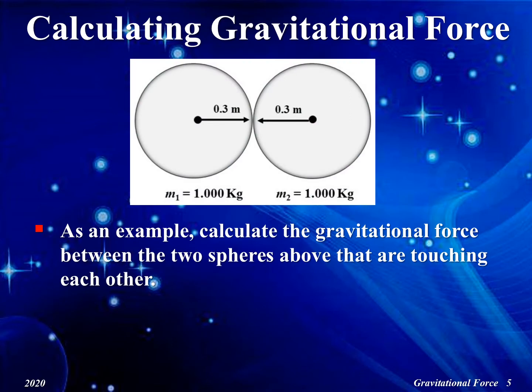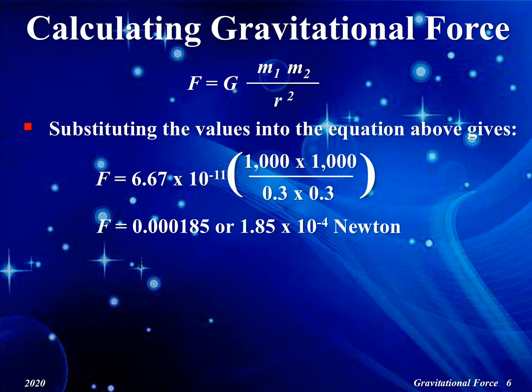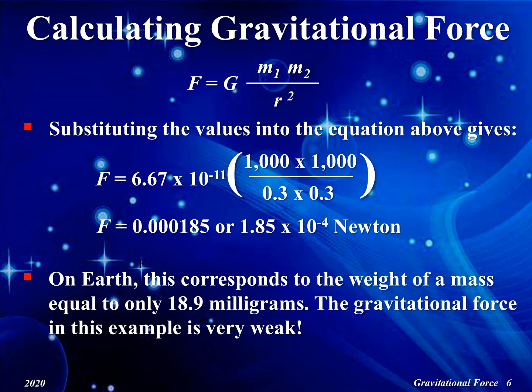As an example, let us calculate the gravitational force between the two identical spheres in the diagram above that are touching each other. Each sphere has a radius of 0.3 meter and a mass of 1000 kilograms. Substituting the values into the equation shown above gives a value for the force of gravity, F, between the two spheres of 1.85 times 10 to the minus 4 newton. On Earth, this corresponds to the weight of a mass equal to only 18.9 milligrams. Obviously, the gravitational force in this example is very weak.